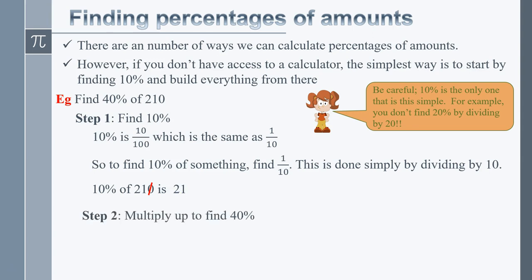Once I've got that, all I've got to do is some multiplying to figure out what 40% is, because 40% is just going to be 4 lots of our 10%. It's 10%, 10%, 10%, 10%, 4 lots of it. So if I'm saying that 10% is 21, I need 4 lots of that. So I'm going to need 4 lots of 21, which is 84. So I answer the question, what is 40% of 210? The answer is 84.